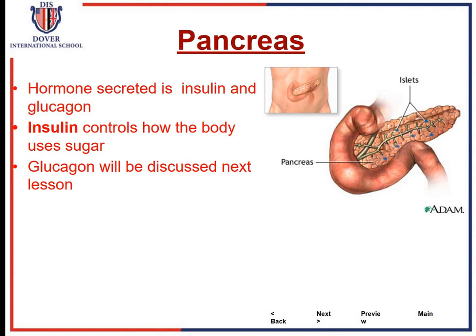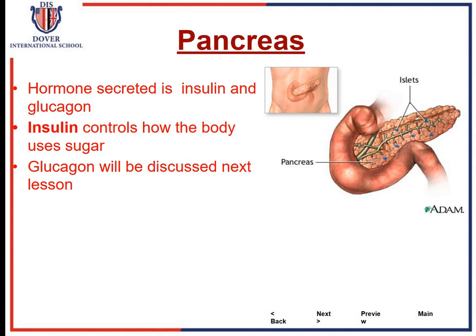We have also the pancreas. Pancreas is located near the stomach and it's responsible for producing insulin and glucagon. Insulin and glucagon are two hormones that control the blood sugar level and they're opposite to each other.